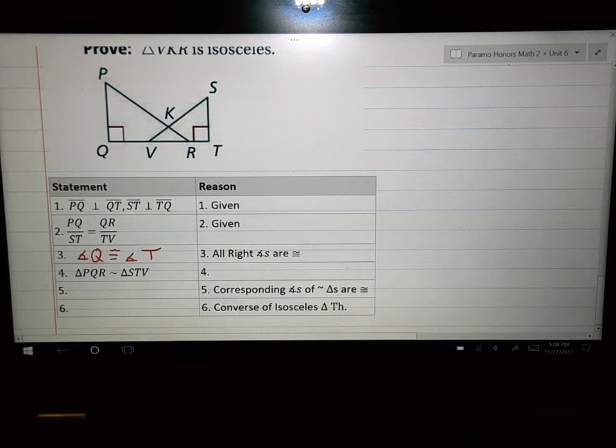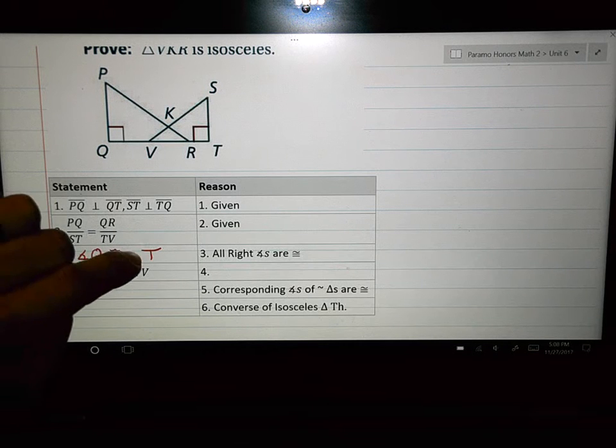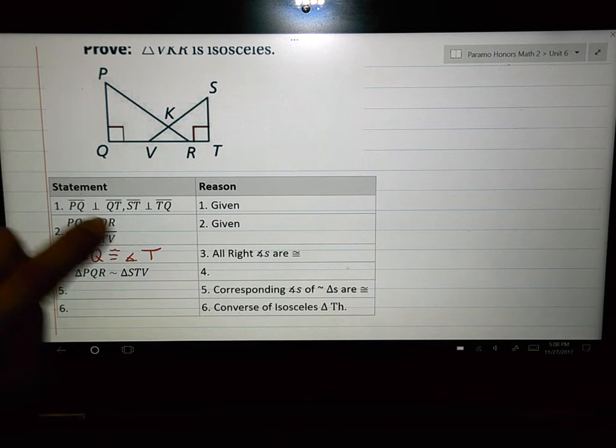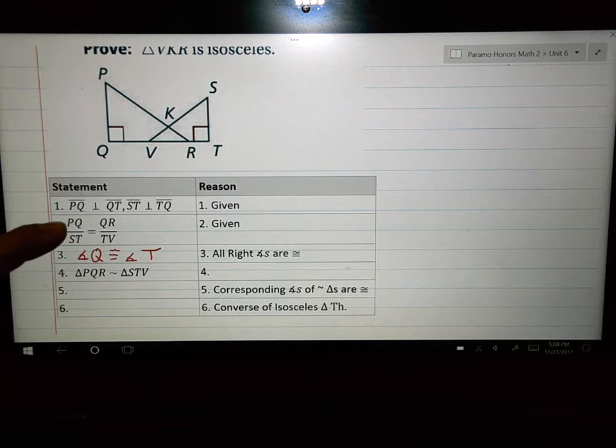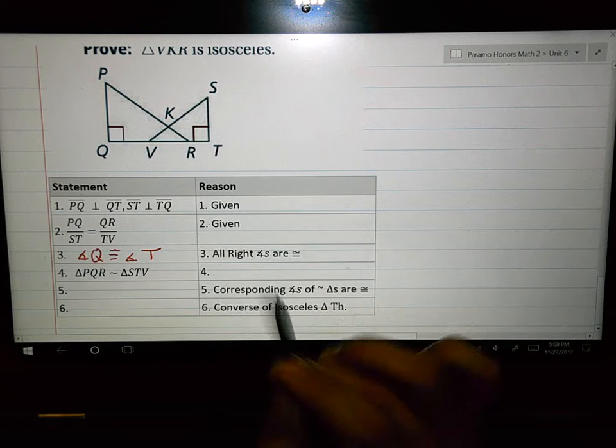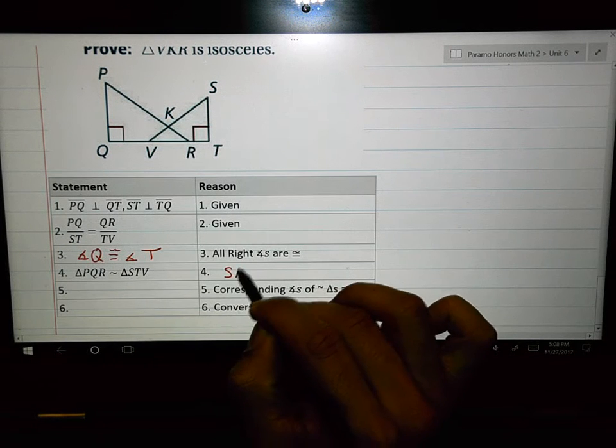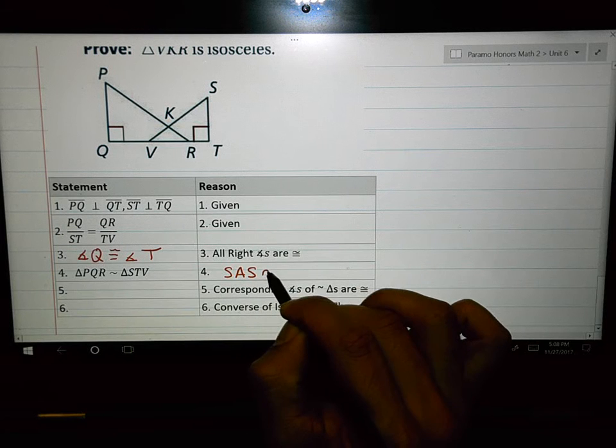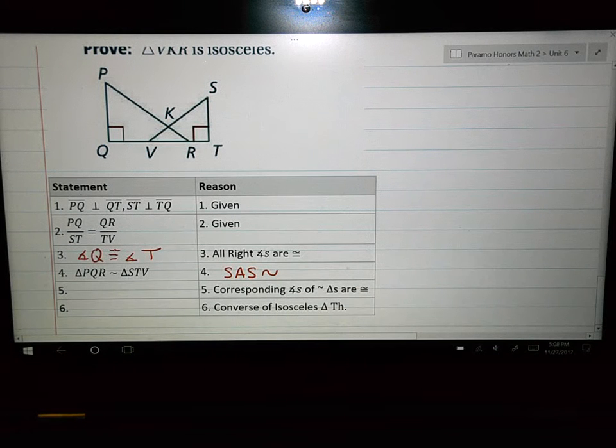There are three ways we can prove that two triangles are similar. Angle. We have one angle congruent to another angle. That's one pair. And then we have one set of parallel sides, this set and that set of parallel sides. I'm hoping you know that it's the side angle side similarity. Got to have that little squiggle.